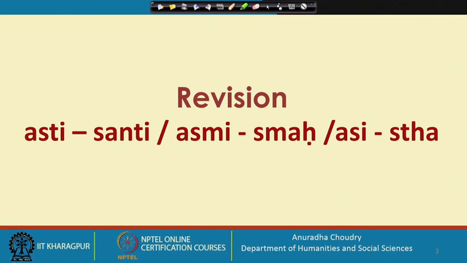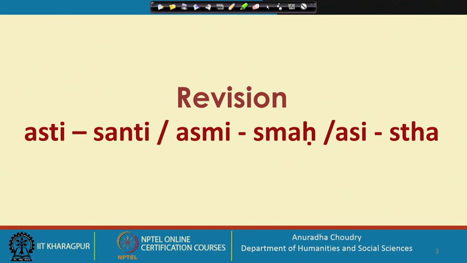Along with that, we had also seen the verb to be conjugated in the plural form in the present tense. So there we had, for example, phalam asti, phalani santi. Purushaha asti, purushaha santi. And then we had the question, how many? Kati phalani santi. How many? Pancha phalani santi. Uttamam. So if you see on the screen, asti becomes santi.